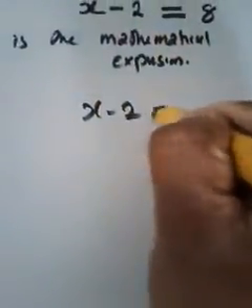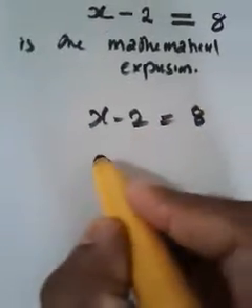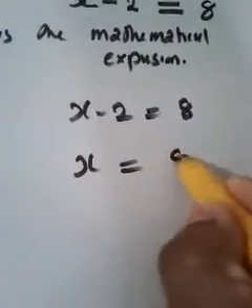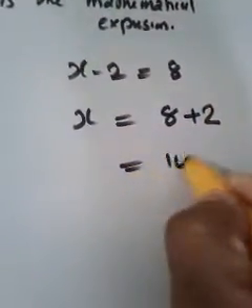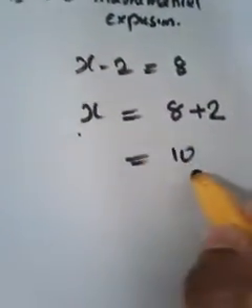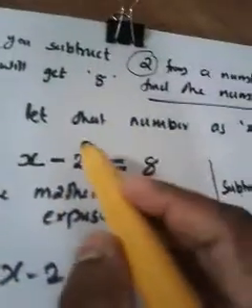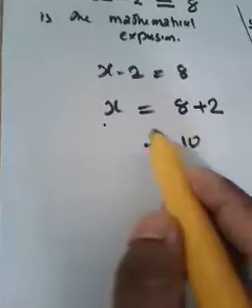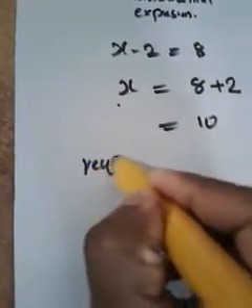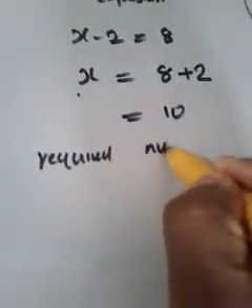x minus 2 is equal to 8. Now, what am I going to do? I am going to maintain x on the left side. What is there on the right side? 8. Take this minus 2 to the right side. It becomes plus 2. What is 8 plus 2? 10. So we got the number x as 10. So what was x? The x was that number. So we got that number as 10. So the required number is 10.